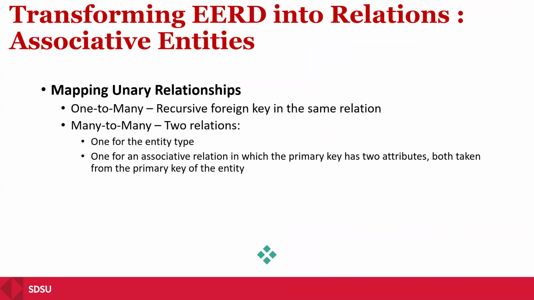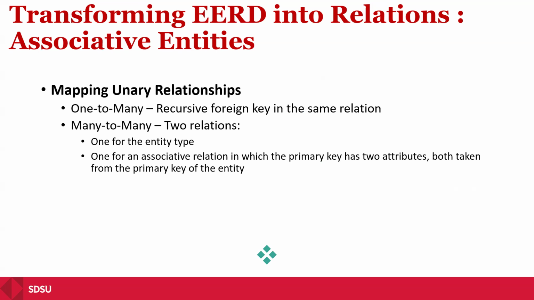So we talked about how to map different attributes. We talked about how to map different types of entities. So let's talk about mapping relationships. There are three types of relationships: one-to-one, one-to-many, and many-to-many. And we are going to start first with unary relationships.